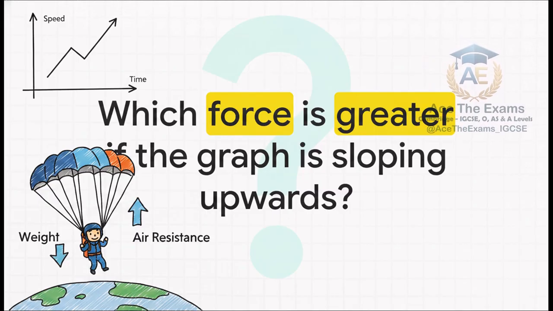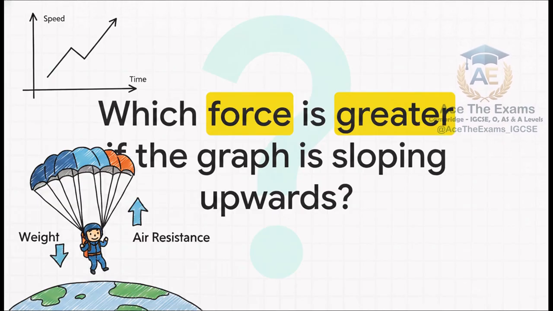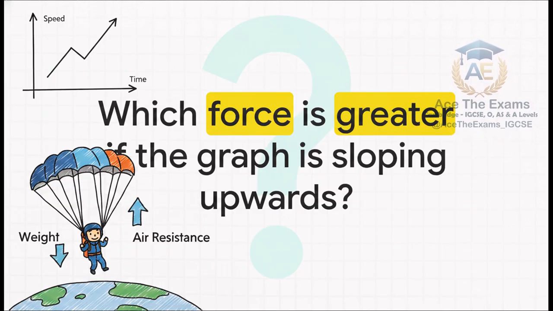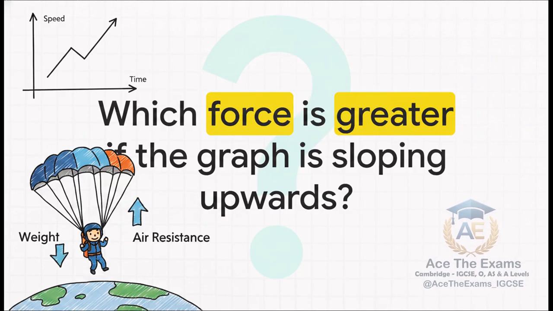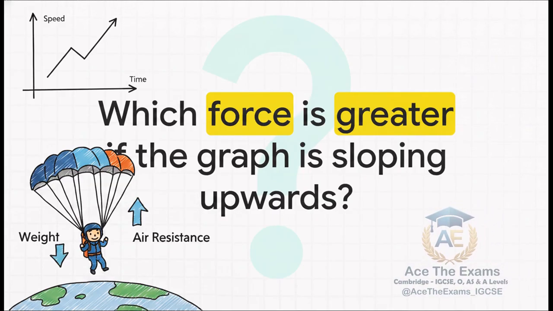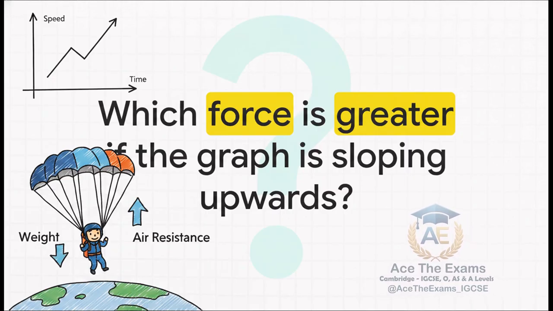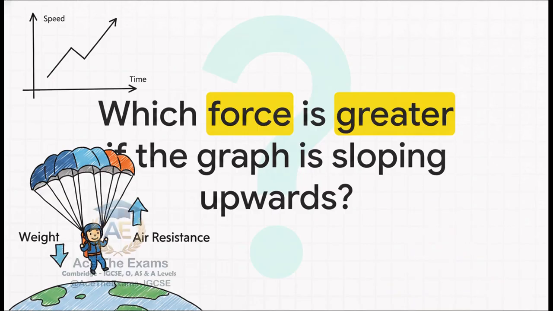A sloping upwards line on a speed time graph means the object's speed is increasing. It is accelerating downwards towards the Earth. It does not mean the person is physically moving upwards. If they are accelerating downwards, the downward force must be winning out. So the correct boardroom-ready answer is that the weight is greater than the air resistance during that upward sloping phase. Always, always let the data dictate your strategy, not your gut feeling.